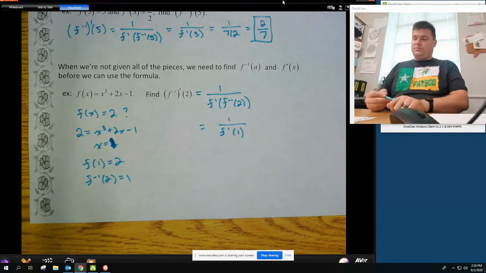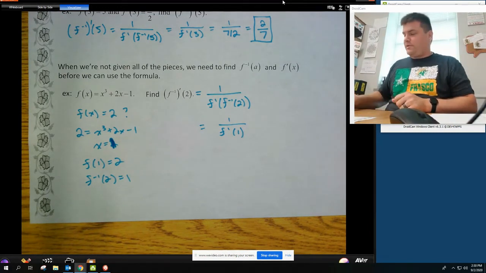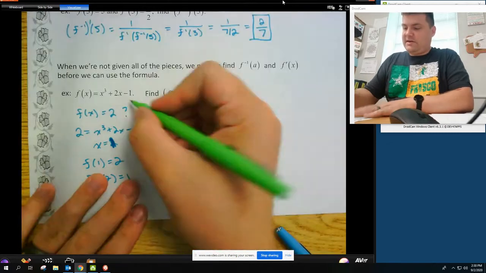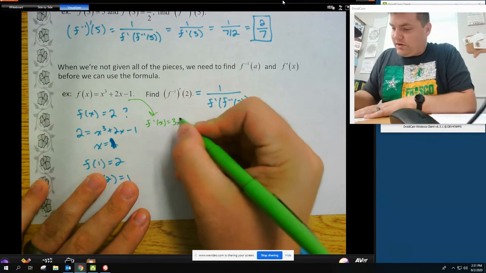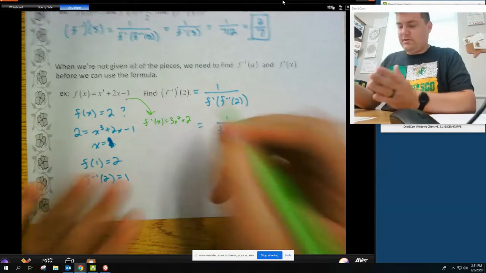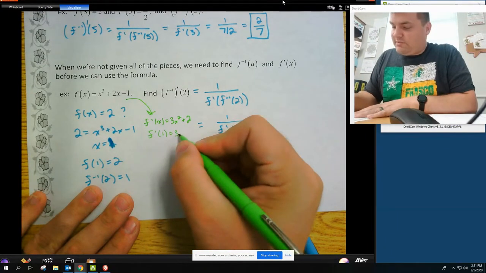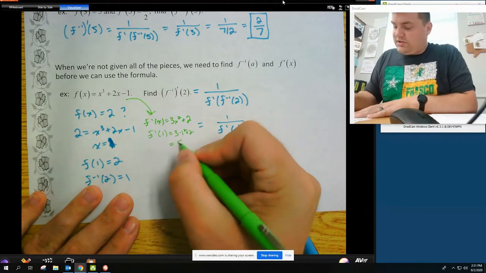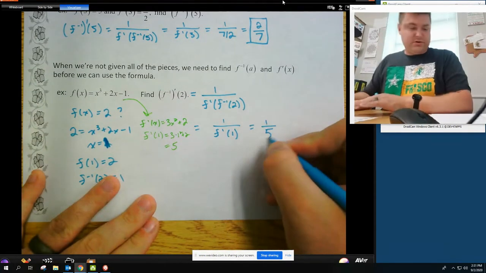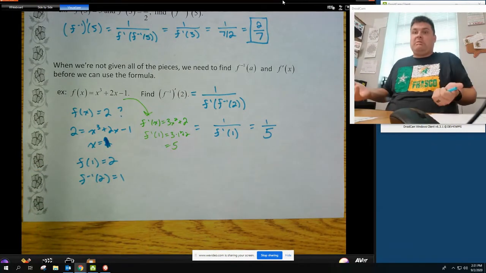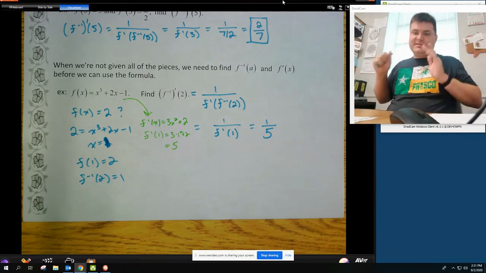So this is equal to 1 over f prime of 1. What is f prime of 1? Well, let's do that right here. f prime of x is equal to 3x squared plus 2. That's it. So f prime of 1, plugging it in, is 3 times 1 squared plus 2, which is a solid 5. So now this is equal to 1 over 5. And that's it. That is everything you need to know about inverse functions in calculus.